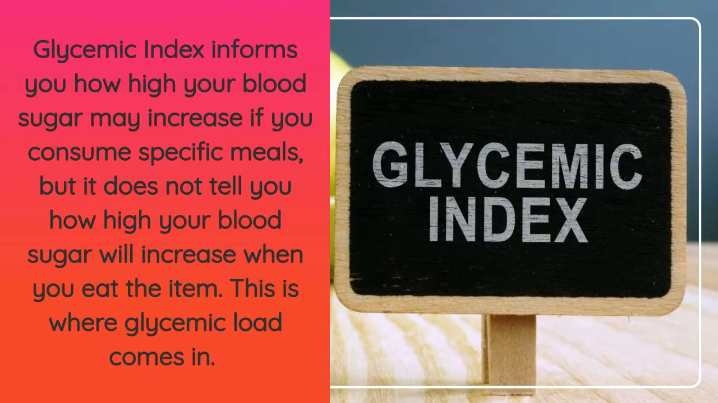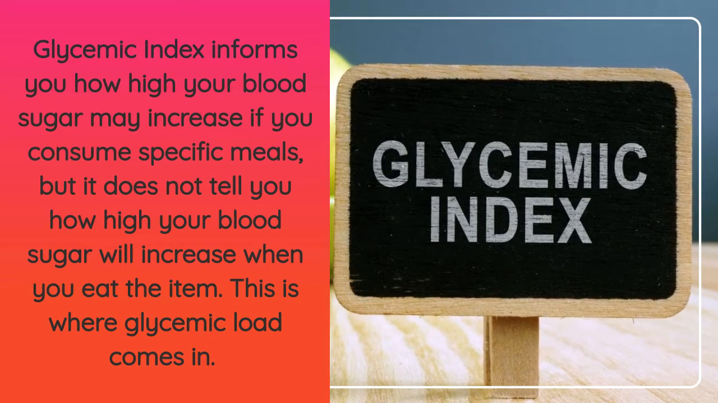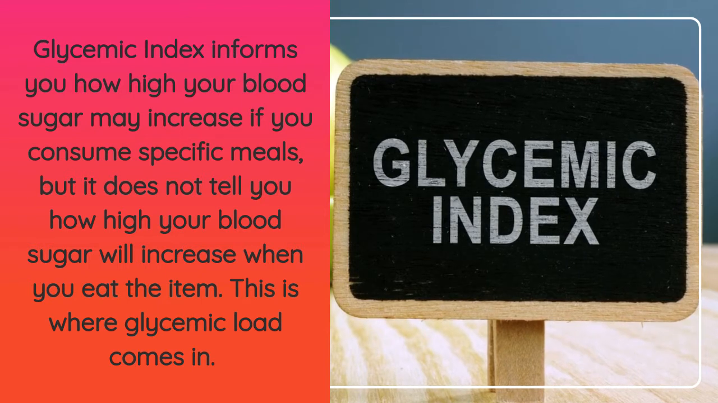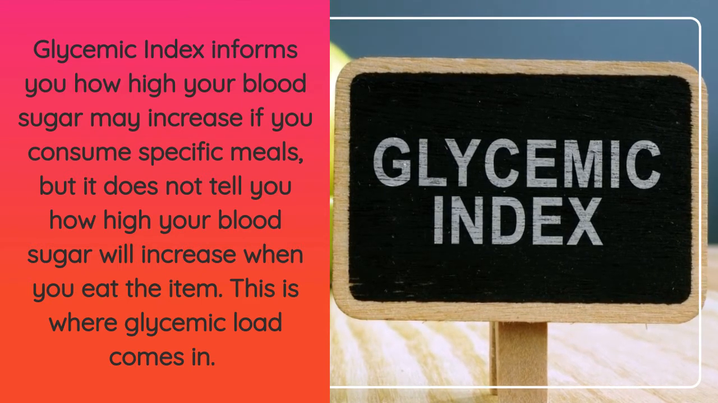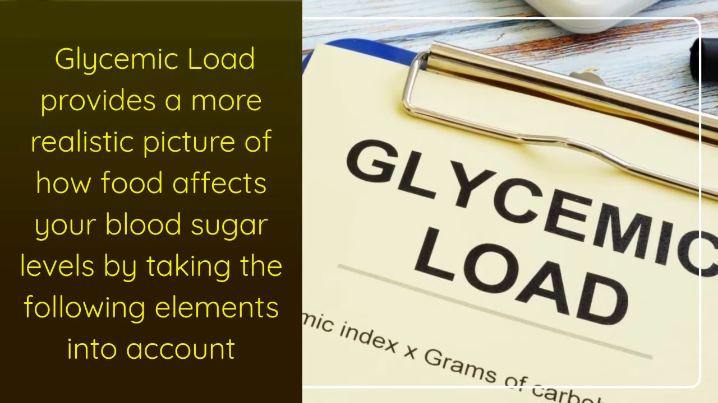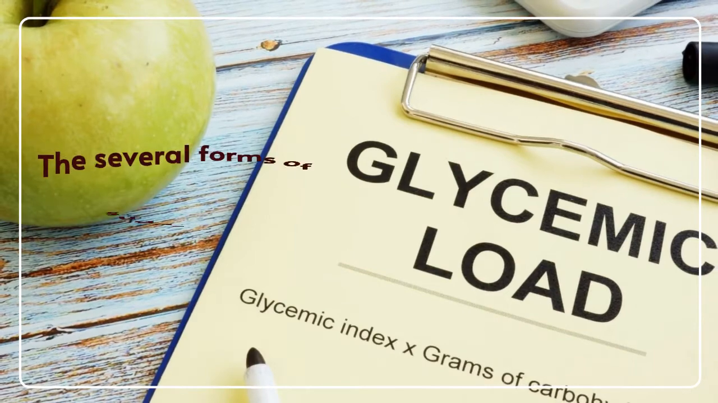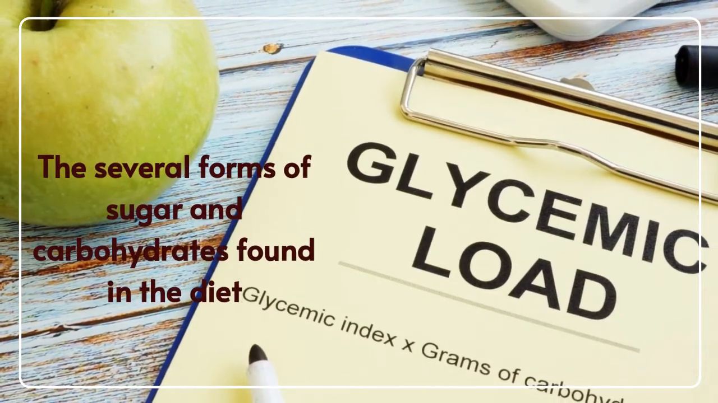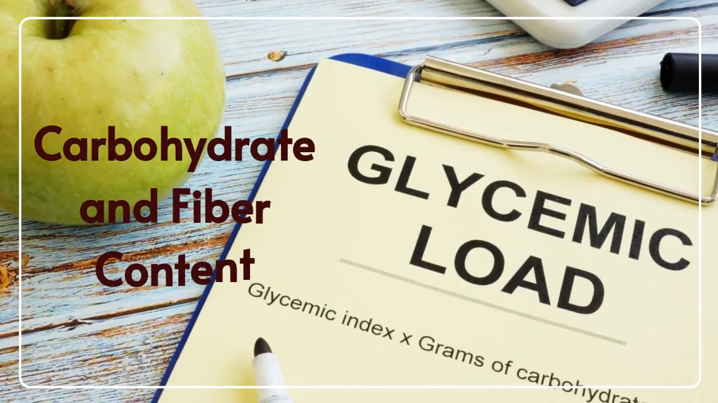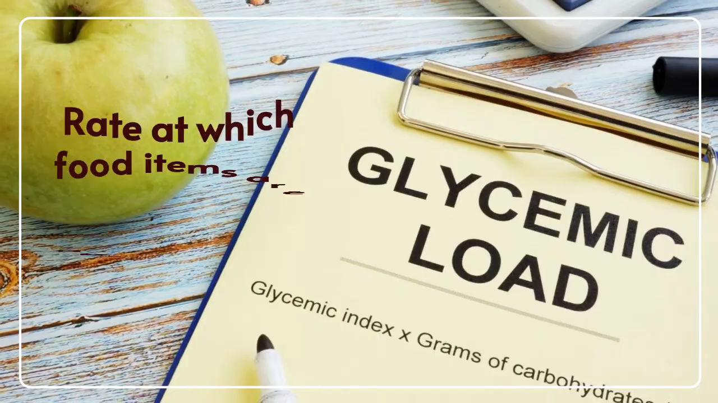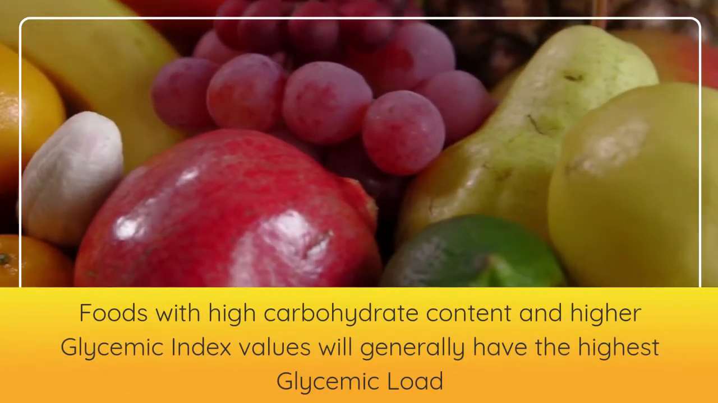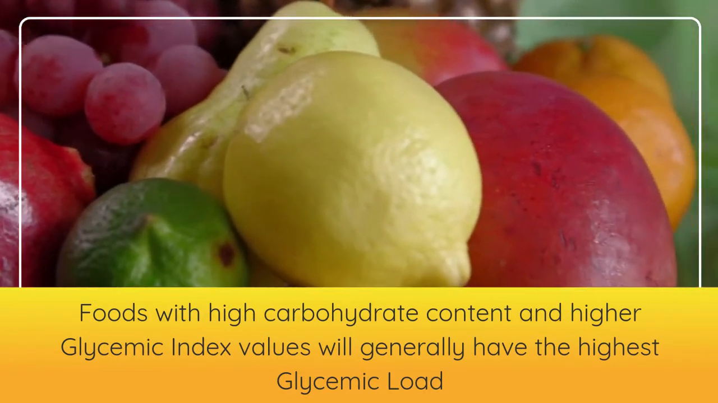Glycemic index informs you how high your blood sugar may increase if you consume specific meals, but it does not tell you how high your blood sugar will increase when you eat the item. This is where glycemic load comes in. Glycemic load provides a more realistic picture of how food affects your blood sugar levels by taking the following elements into account: the several forms of sugar and carbohydrates found in the diet, the manner in which your meal is prepared, the amount of fat, carbohydrate and fiber content, size of the serving, the rate at which food items are absorbed and digested.